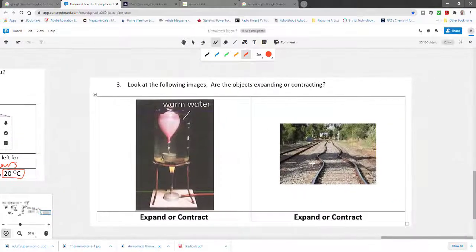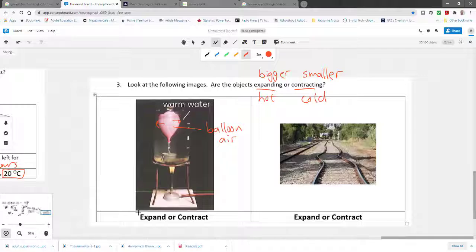Last one. Okay, so we're going to look a little bit more at expanding and contracting. Now, expanding means if something gets bigger when we make it hot. Okay, and contracting means something that becomes smaller when we make it cold. So this one is expand, expansion.